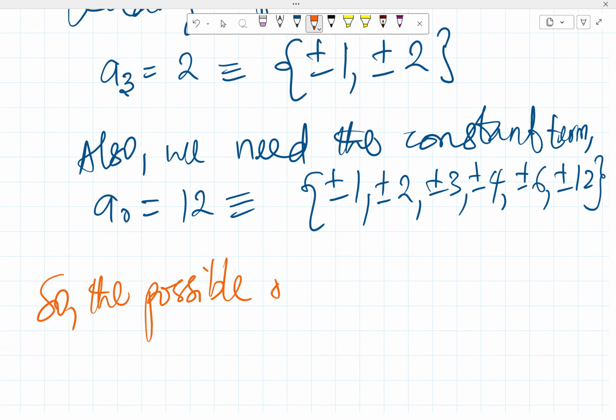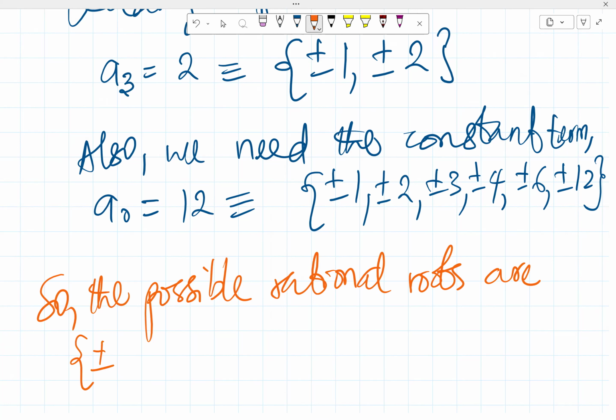The possible rational roots are, if you like, you can call it like this, the collection of all the possible plus or minus A naught all over A3.